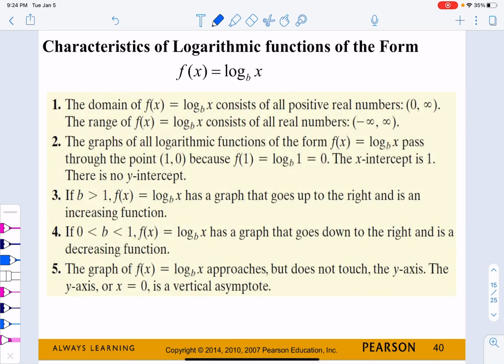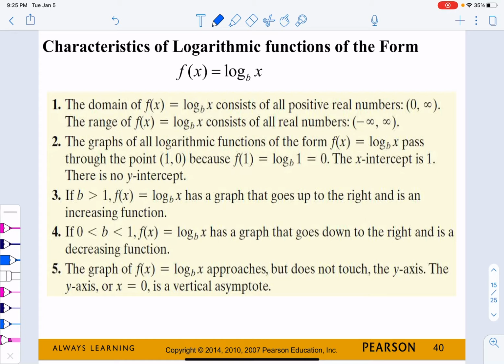Number 2 says that the graph of all logarithmic functions of the form f of x equals log with base b of x passes through the point (1, 0). Again, that's the inverse. Our exponential went through (0, 1), and our logarithmic is going through (1, 0). That's because the value of the function at 1, log base b of 1, is equal to 0. So the x-intercept is 1, and there is no y-intercept.